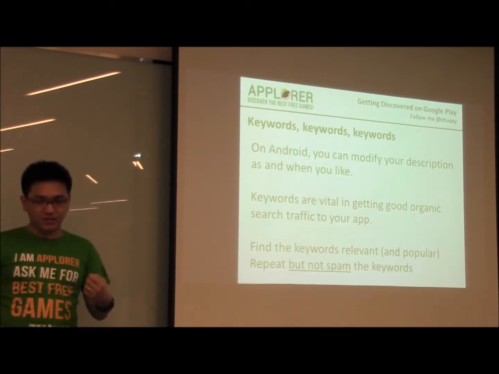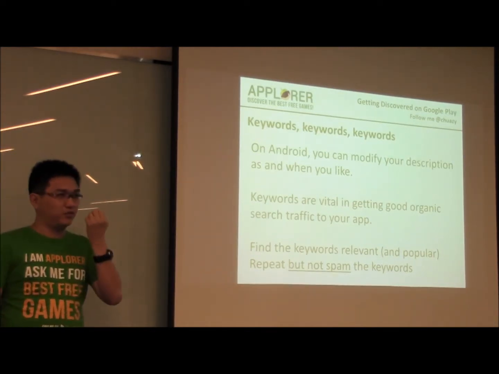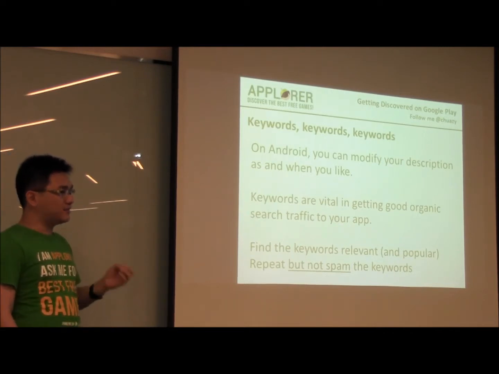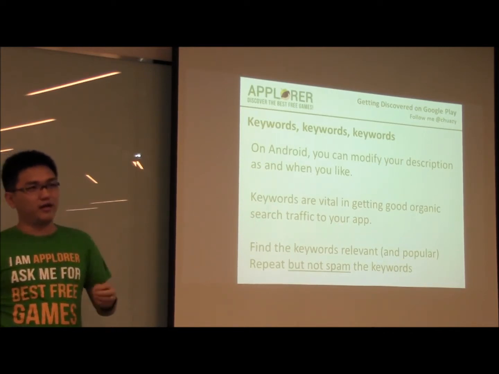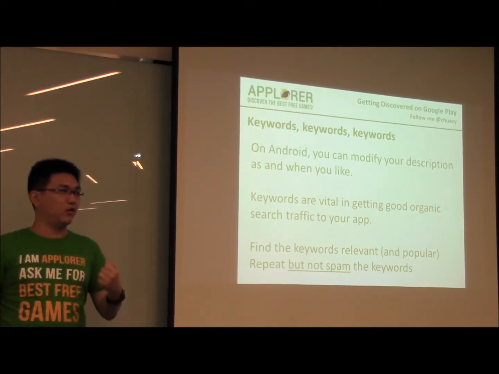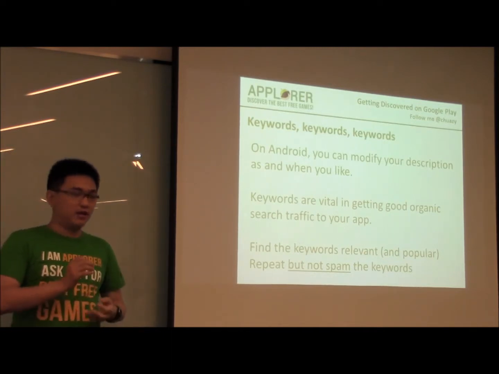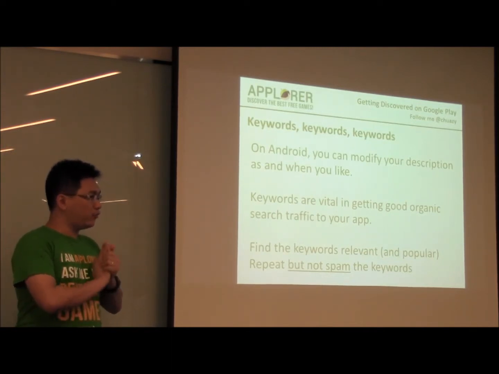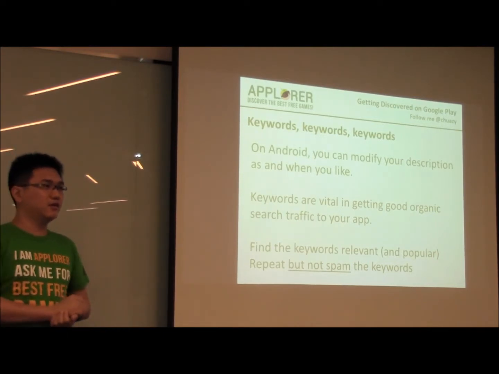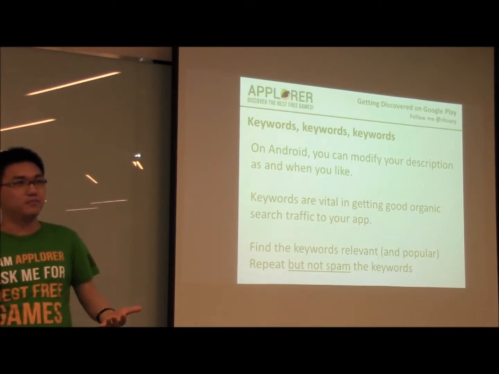And the most interesting thing about Google Play is that the moment you change your text, your description, it immediately has an effect. So you can immediately search for the keyword that you're trying to target and see what's the outcome for the changes in your app description. And keywords are extremely vital. The problem about Google Play is that they do not, of course, tell you the volume of the keywords that you're trying to target.